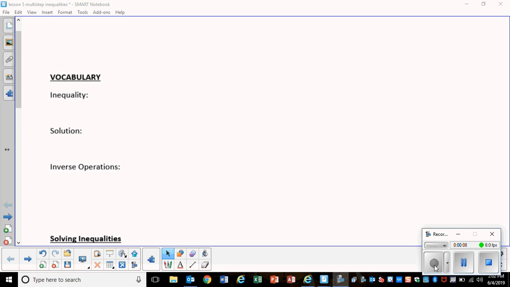Today we're going to be talking about multi-step inequalities, and if you've already done lesson 4, this is pretty easy because it's essentially the same thing. So let's talk about inequalities. Inequalities are basically a comparison of two expressions. We're just looking at them and saying, nope, this guy is bigger, this guy is not, this one's equal and bigger, and fun stuff like that.